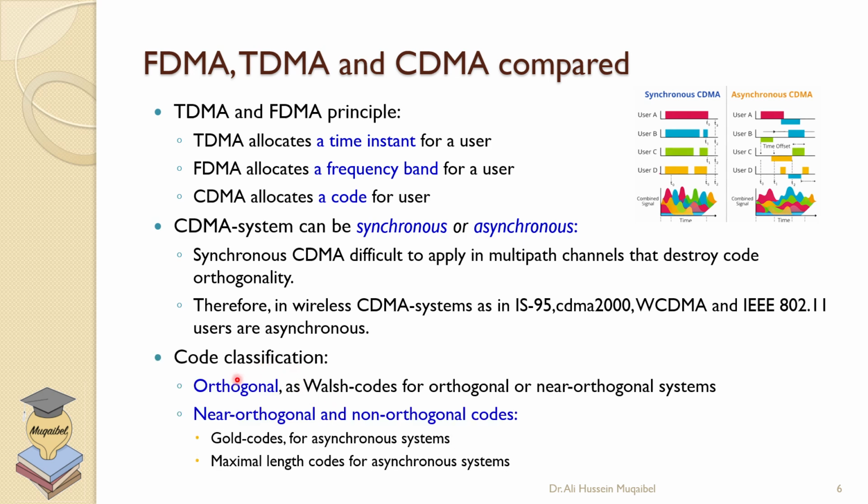In general, we can classify the codes as orthogonal, and you might have heard the name Walsh code, for orthogonal or near-orthogonal systems. Then we have near-orthogonal and non-orthogonal codes like Gold codes for asynchronous communication, and we have maximum length codes for asynchronous systems.